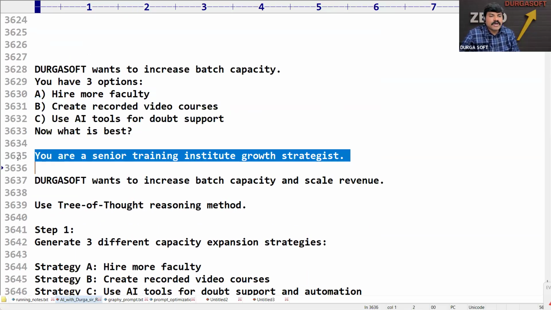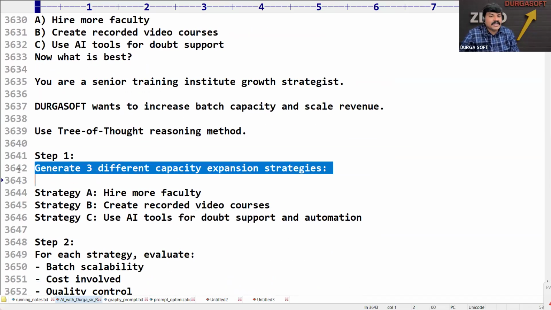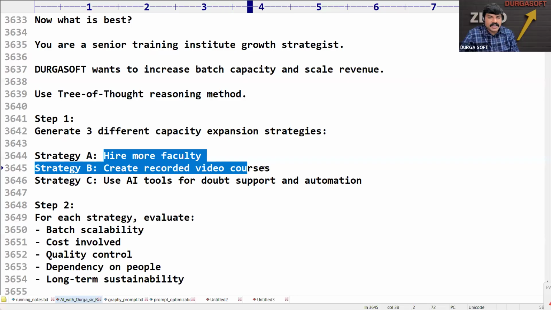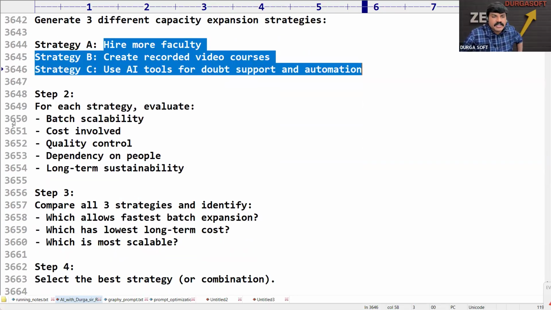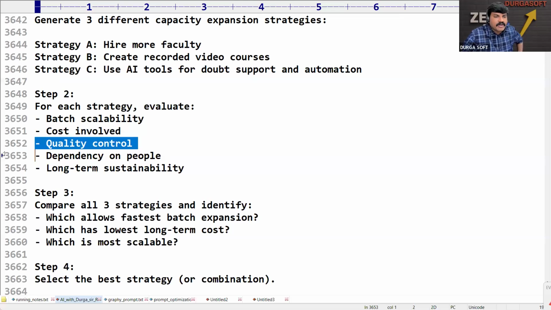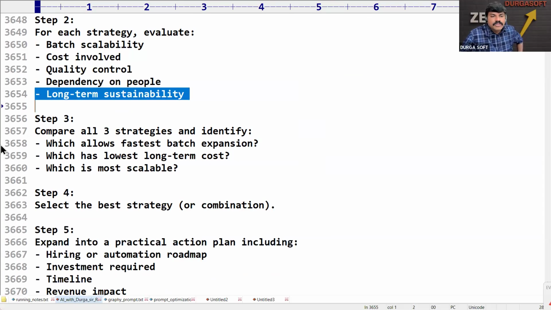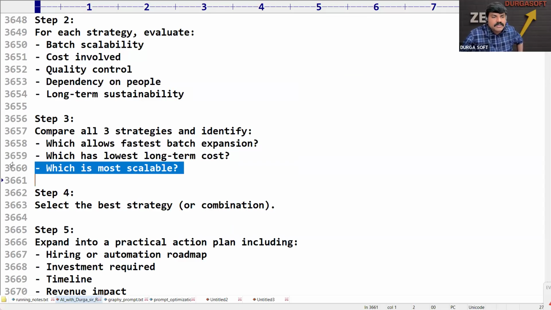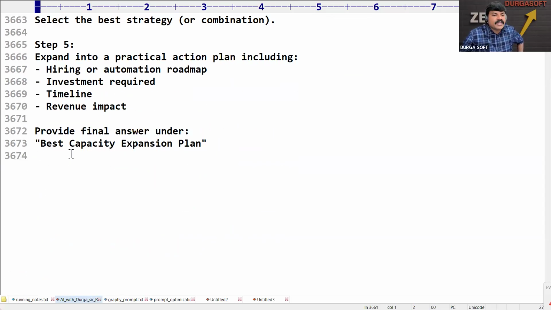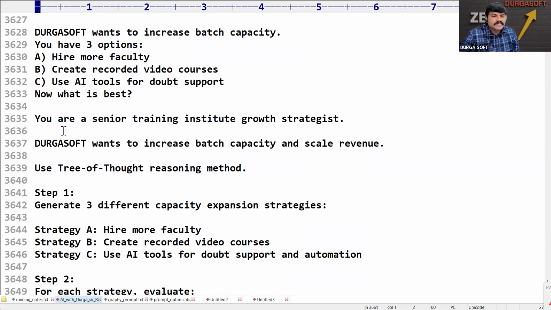Okay, so you are a senior training institute growth strategist. Generate three different capacity options: hire more faculty, create recorded video courses, use AI tools for doubt support and automation. For each strategy, evaluate batch scalability, cost involved, quality control, dependency on the people, long-term sustainability. Which allows fastest batch expansion, which is the lowest long-term cost, which is the most scalable? Can you please let me know? So, which one is the correct solution for this?